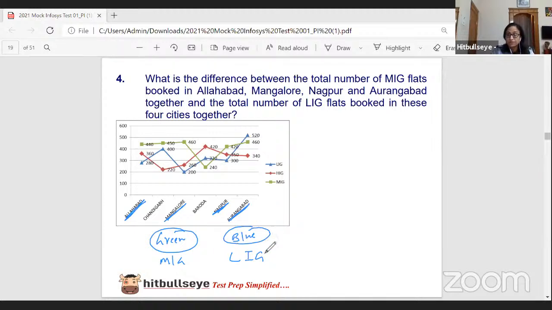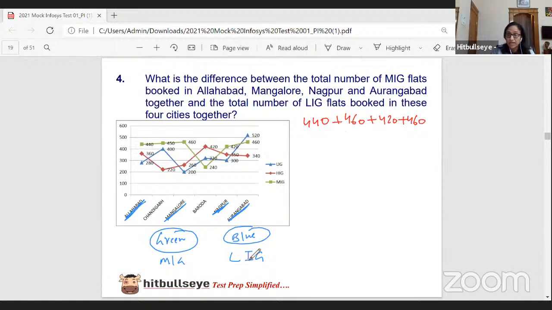But still, a lot of different answers I'm getting. Please read the graph properly. Okay, let's read the green figures first. The green figure for Allahabad is what? 440. Yeah. So 440 is the first green figure that you have. Then for Mangalore, the green figure is 460. Then for the last two, the green figures are 420 and 460. Okay. These are the green figures, that is the MIG figures.